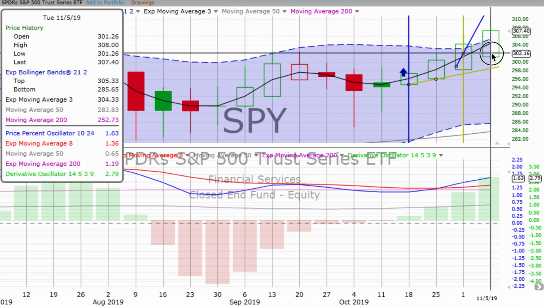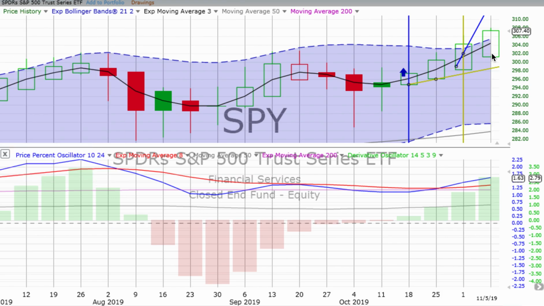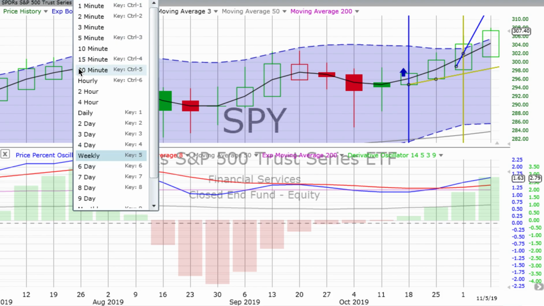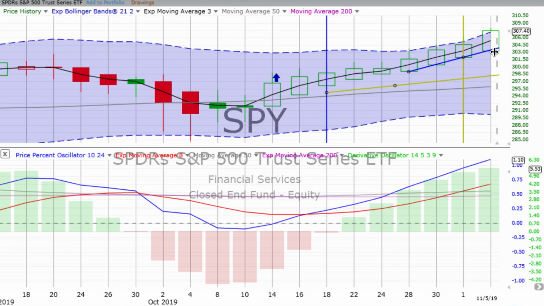We see this week starting off with a big green up candle, down just a little bit for the day, 0.11%. Price percent oscillator still going up. Derivative oscillator still gaining upward momentum. 2 days into the 5-day candle, we have completed the latest 2-day candle, and it's a nice big green up, open box up candle. Price percent oscillator still heading up. Derivative oscillator gaining upward momentum.